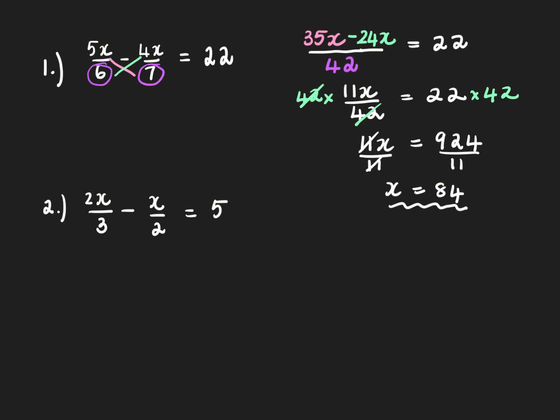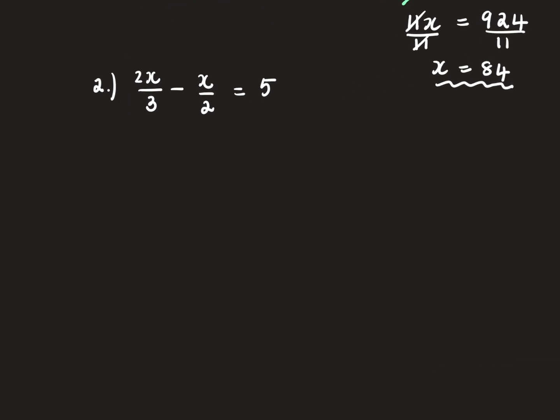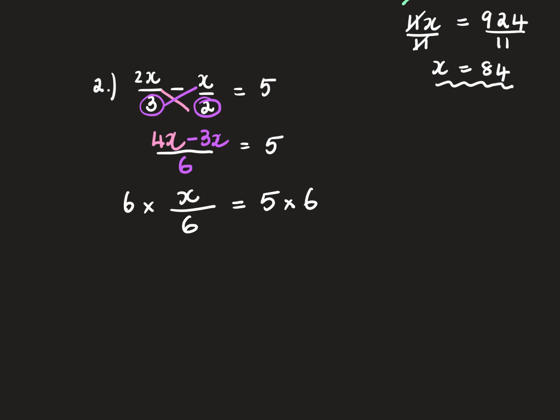Let's look at this next one. First thing we need is a common denominator. We say 3 times 2, and that will give us 6. Then we go that times that, 2x times 2, 4x, minus that times that, 3 times x is 3x, equals 5. 4x minus 3x is 1x, just x, over 6 equals 5. How do we get rid of that denominator of 6? We multiply by 6, then cancel. 5 times 6, x is equal to 30.